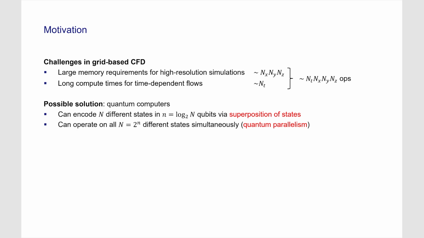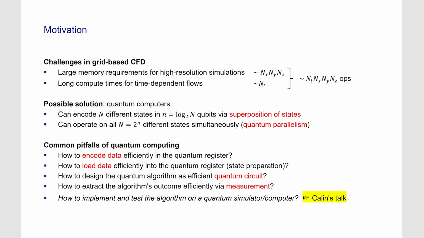There are a lot of catches. We can't easily get the information out, or get it in. Encoding data is difficult, measuring out is difficult, and describing these quantum circuits efficiently is difficult. So this doesn't come for free, but hypothetically, this is what a quantum computer offers as a plus.